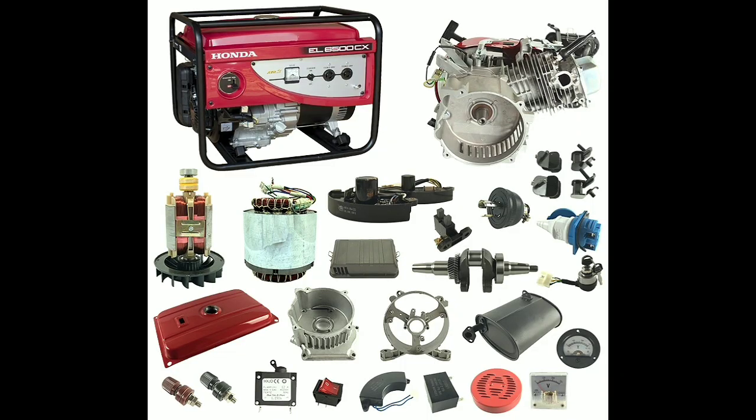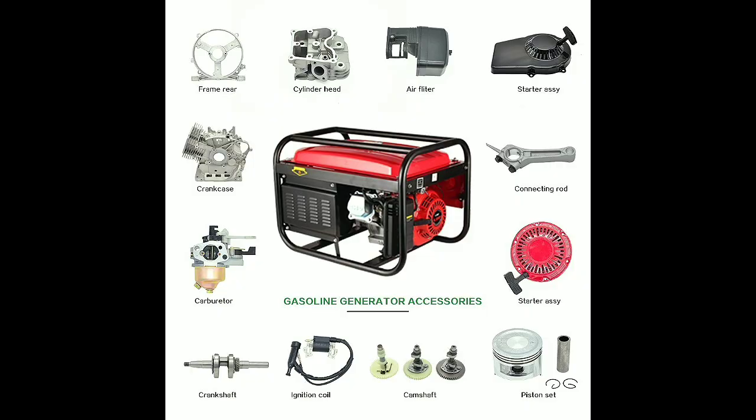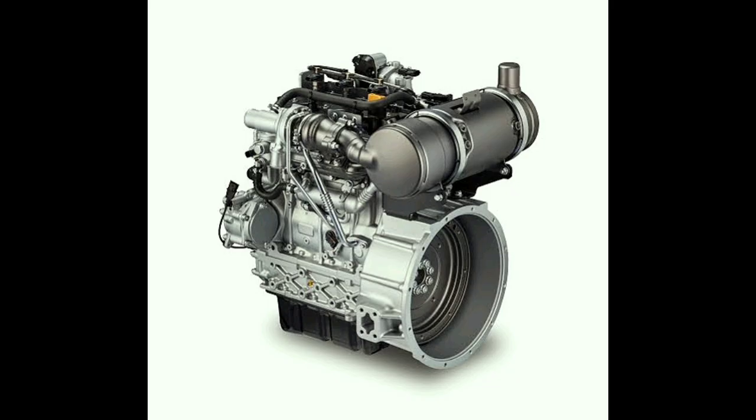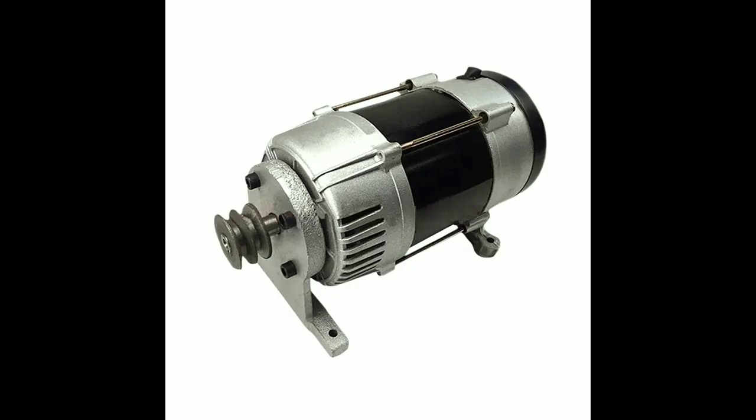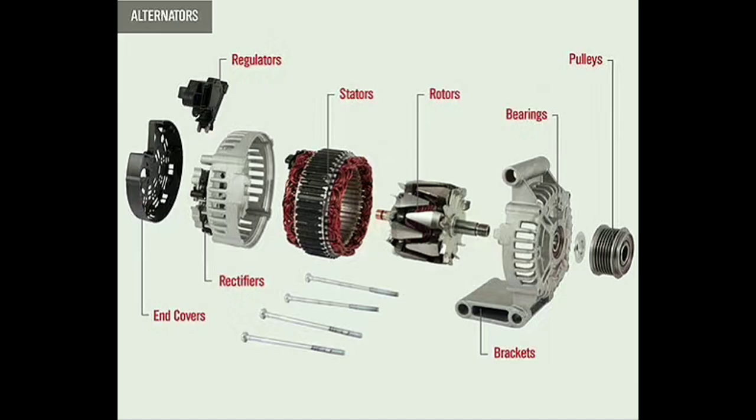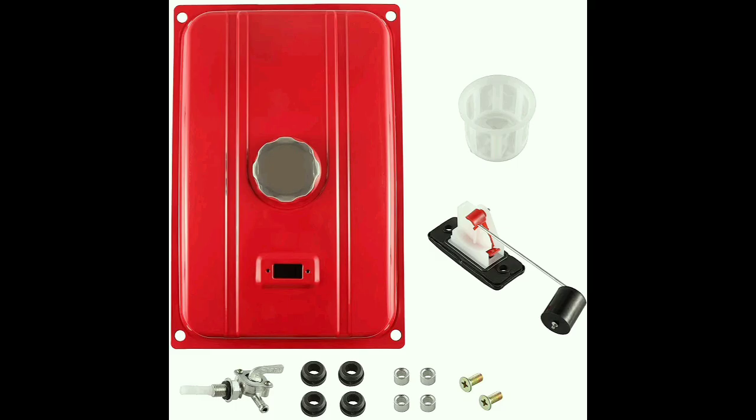Main parts of a generator. To understand how a generator works, you need to know its main parts. Number 1. Engine. The engine provides the mechanical power. It usually runs on fuel such as petrol, diesel, or gas. Number 2. Alternator. This is the part that actually produces electricity. It contains coils of wire and magnets. Fuel system. This supplies fuel to the engine so it can keep running.